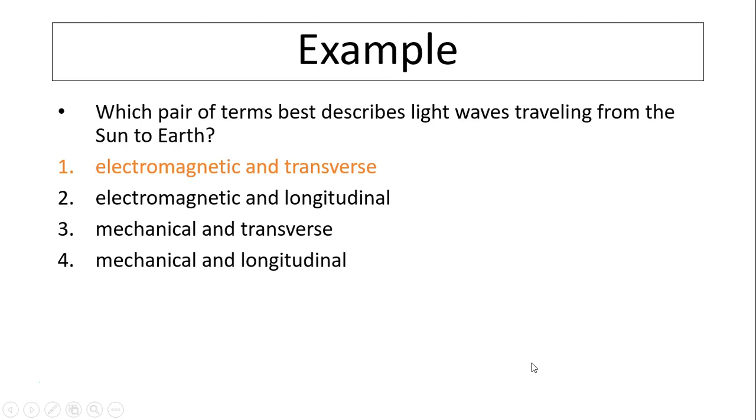The last question says, which pair of terms best describes light wave traveling from sun to earth? We know light is electromagnetic and transverse, so that's the answer.